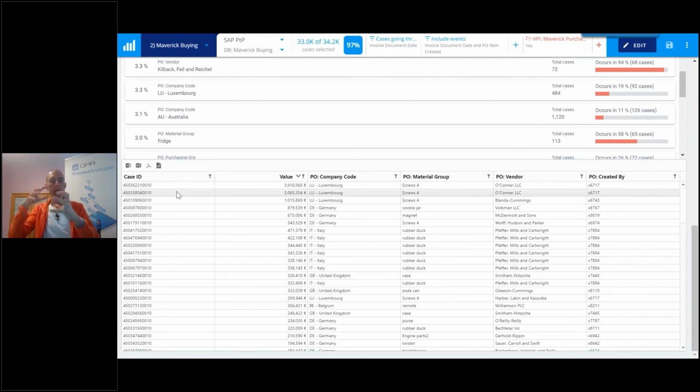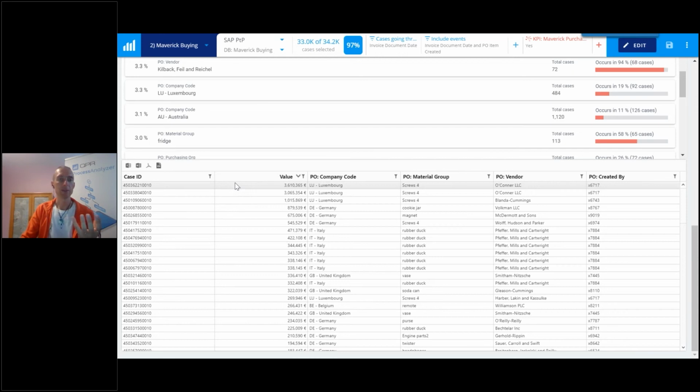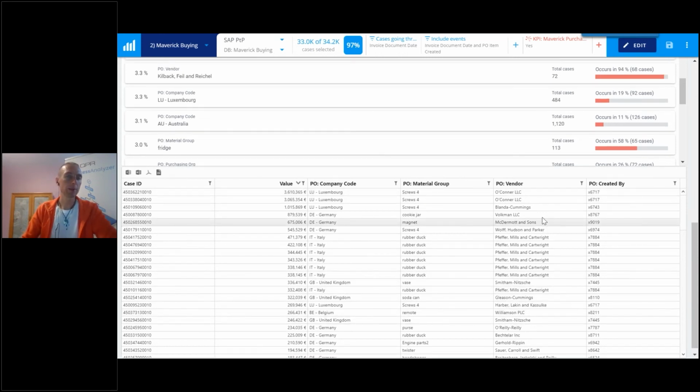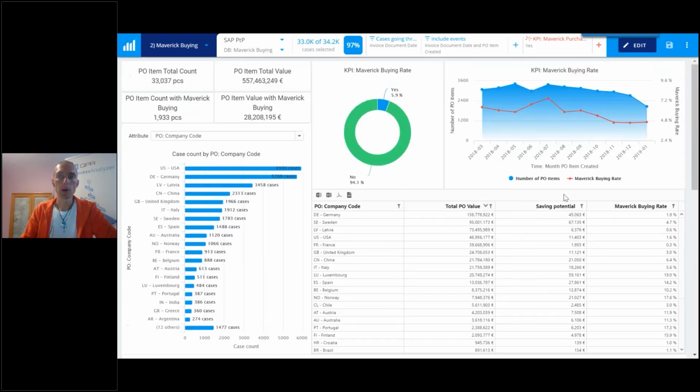So in your auditing risk management report, you have the overview, you have the root cause analysis, and then you have this list of the most problematic cases or cases with the highest business value. Everything in the same setup. And this comes as a standard part of the QPR Auditing and Compliance solution.